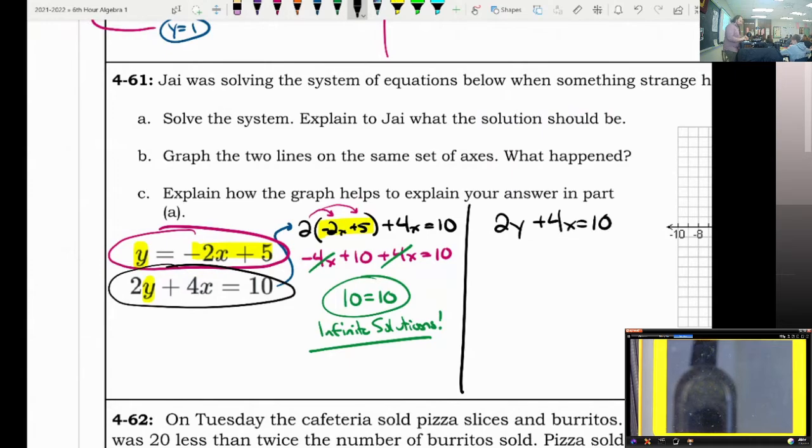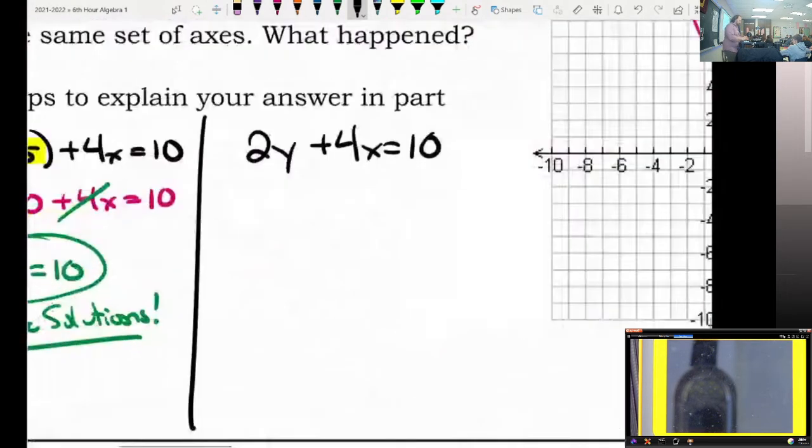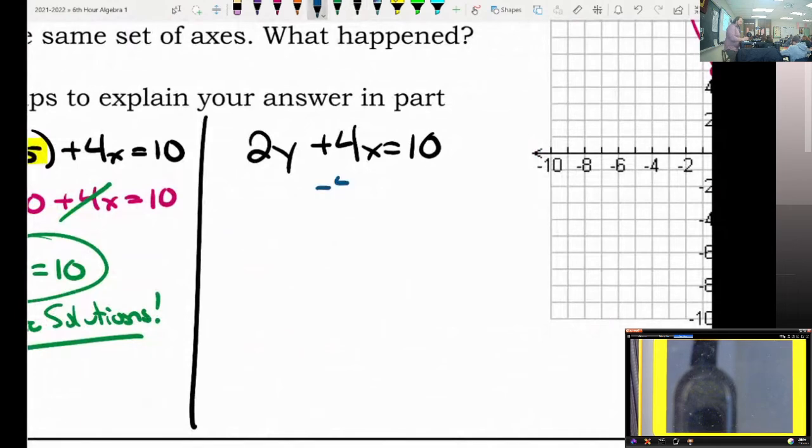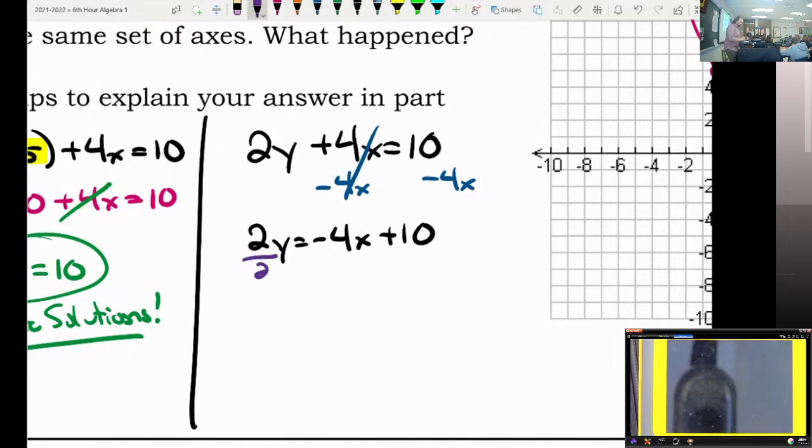And what we're going to do is solve this equation for y. We're going to subtract the 4x from both sides. We're going to cancel the 4x out on the left side. And we're going to get 2y equals negative 4x plus 10. And one more step we got to do is divide the 2 out on both sides. And when we do that, the 2's cancel out, and we get y equals negative 2x plus 5.